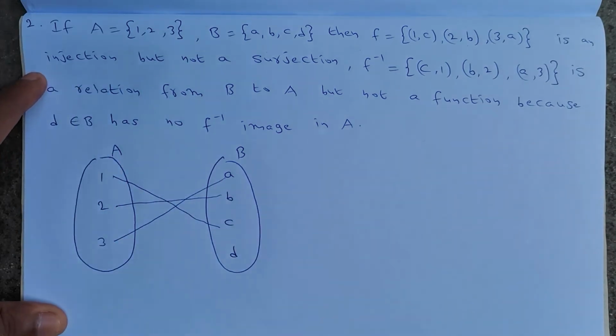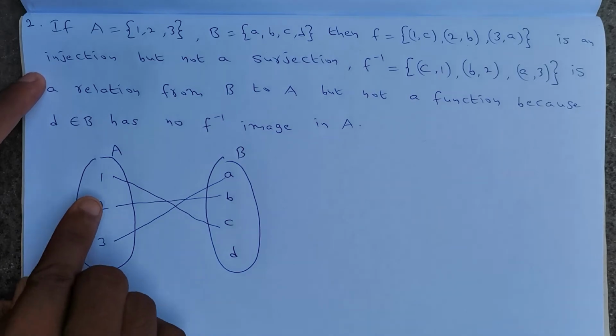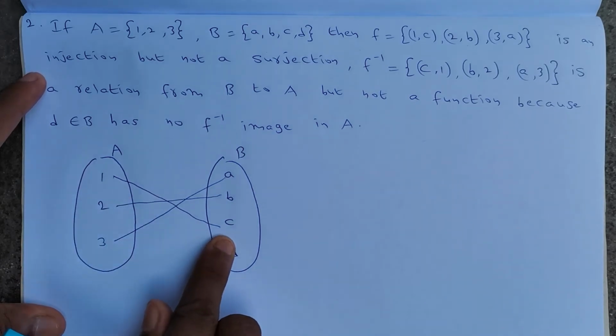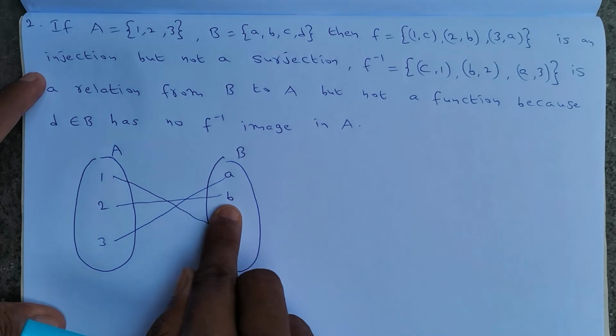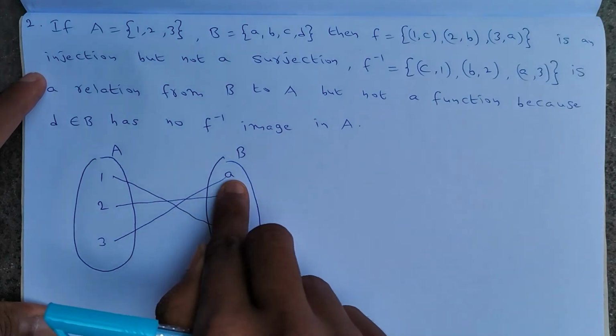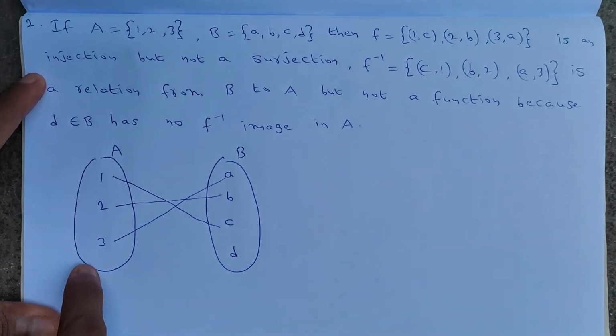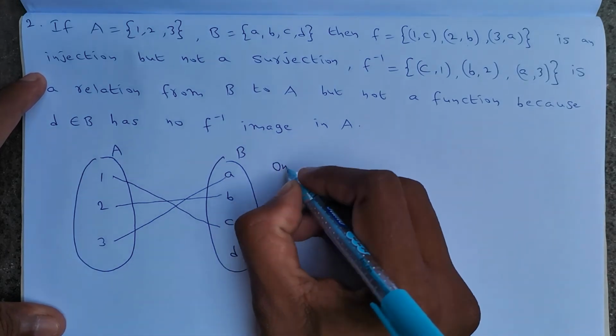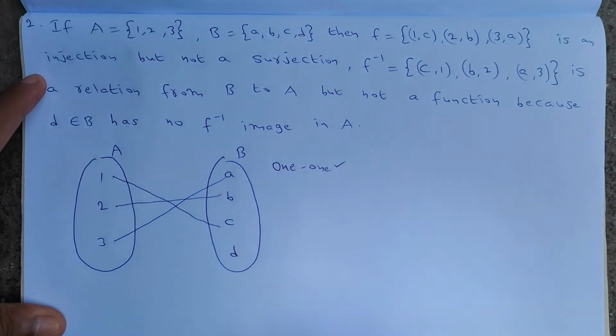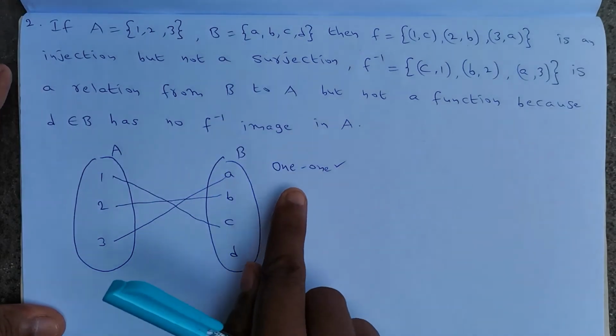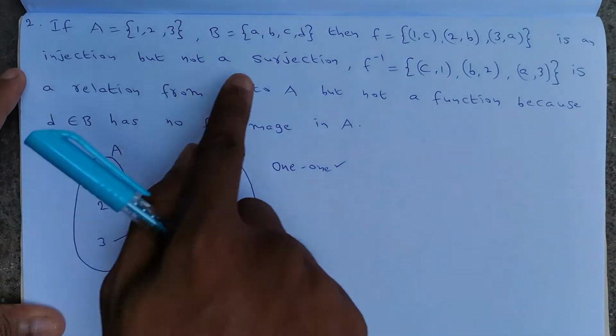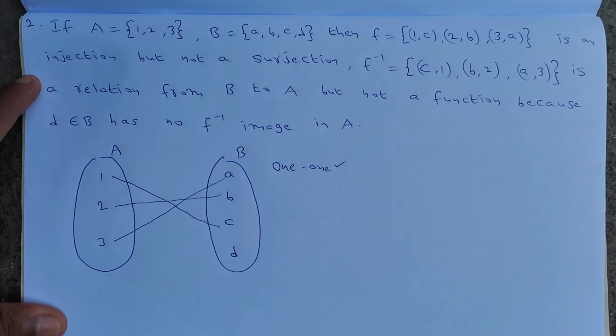So first let us check whether it is an injection or not. 1 is connected to only one element C, 2 is connected to only one element B, 3 is connected to only one element A. So every element of set A has only one image, so it is one-one. Next, surjection. Of course, one-one and injection are both the same. Surjection, otherwise onto: codomain should be equal to the range.